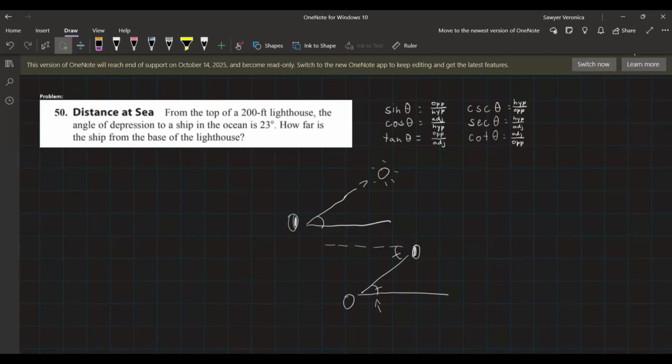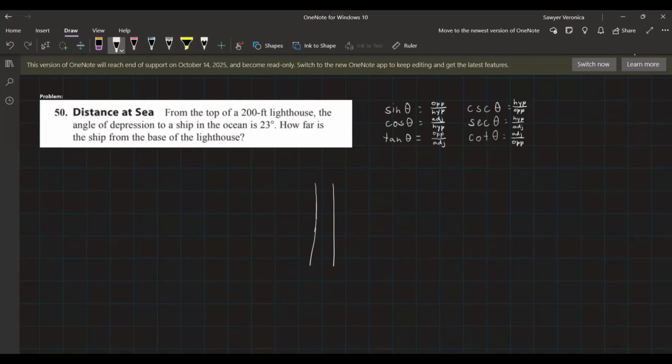Now let's see what that looks like in this problem. From the top of a 200-foot lighthouse, the angle of depression to a ship in the ocean is 23 degrees. How far is the ship from the base of the lighthouse? So, this is your 200-foot lighthouse. And this is the ship. This is your horizontal line of sight. And this is the angle, 23 degrees.